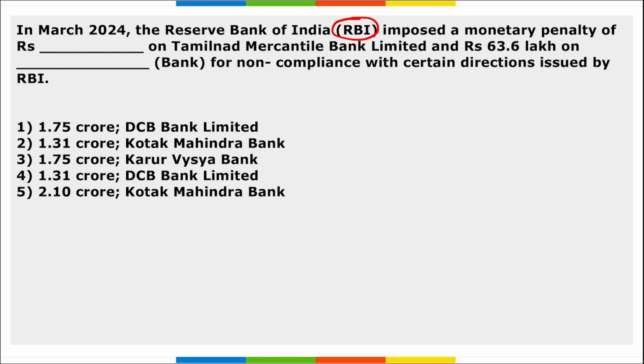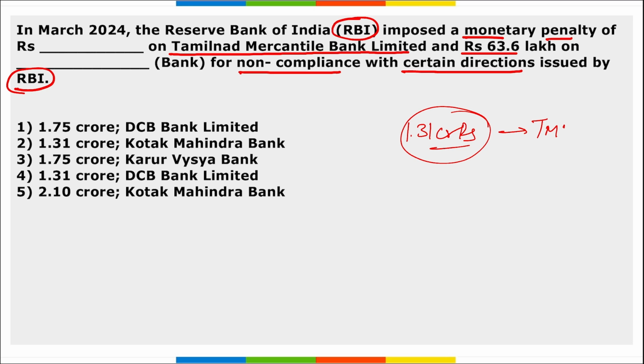Next is RBI. They have imposed a monetary penalty on Tamil Nadu Mercantile Bank Limited and 63.6 lakh rupees on which bank for non-compliance with certain directions issued by RBI? So remember, RBI imposed a monetary penalty of 1.31 crore rupees on Tamil Nadu Mercantile Bank and a penalty of 63.6 lakh rupees on which bank? It is on DCB Bank. So the right option here becomes option 4. Correct? Take a note of this.